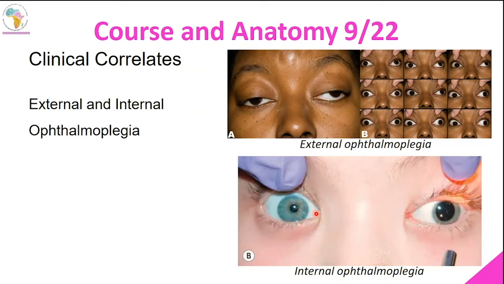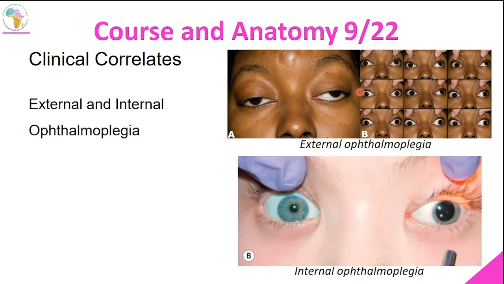So in these two individuals, we are looking at external as well as internal ophthalmoplegia. External ophthalmoplegia is a paralysis of the extrinsic muscles as well as the levator palpebrae superioris that leads to deviation of the ipsilateral eye to the lateral side. So what you're looking at here is a defect in the left oculomotor nerve.